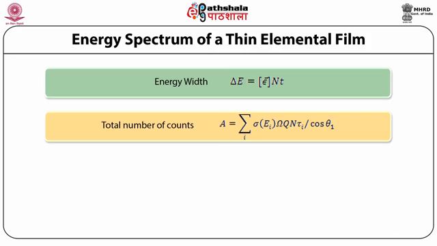To compute A, the total number of counts in the signal, we need the yield H i in terms of the scattering cross section at the energy E i and the number of atoms per unit area in the ith slab. The total number of counts then becomes A equals the sum over i of sigma E i omega Q n tau i divided by cos theta 1.